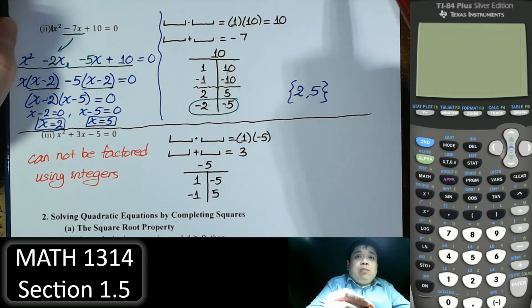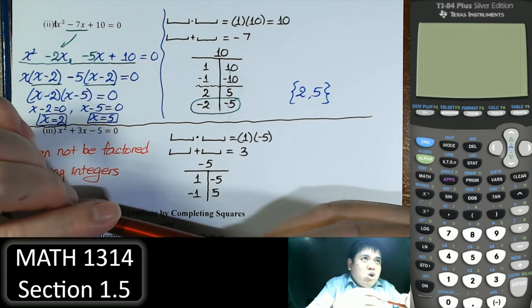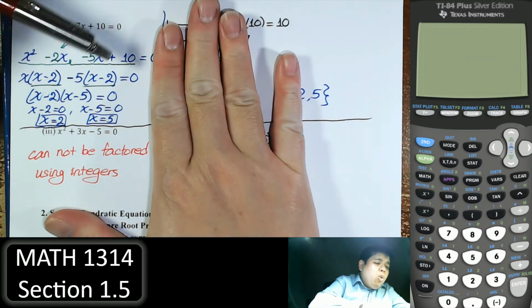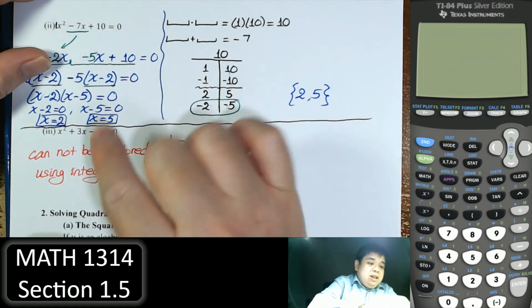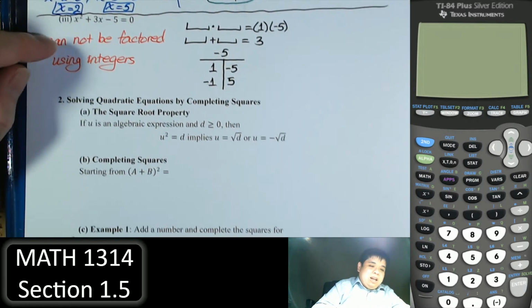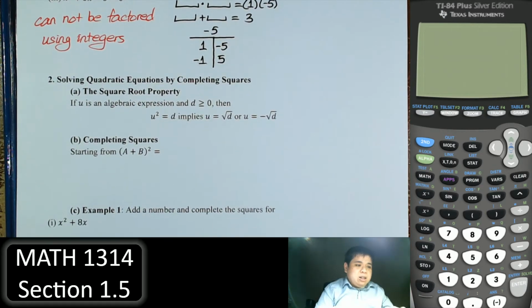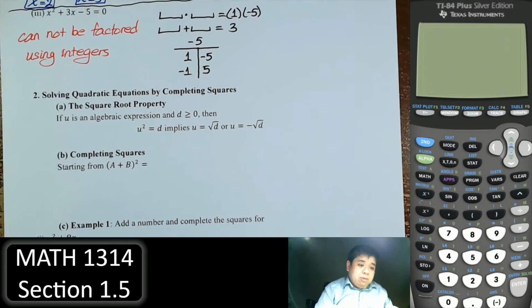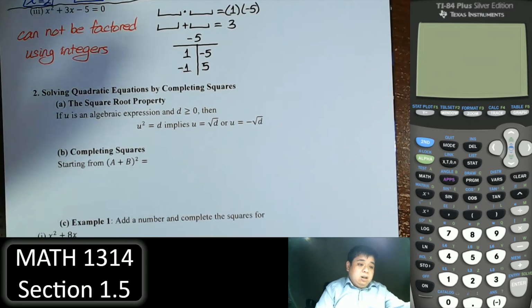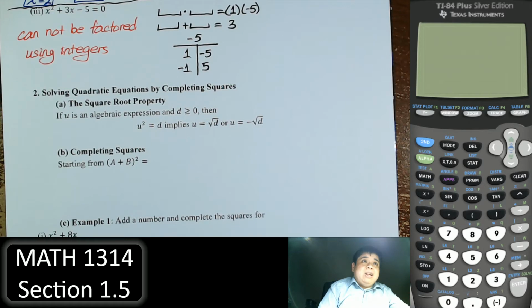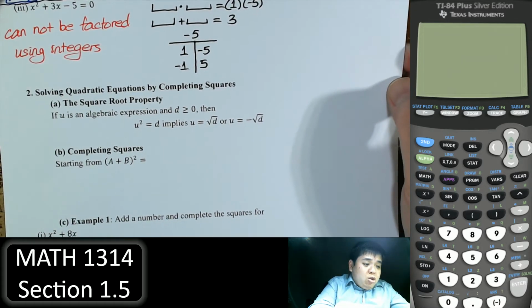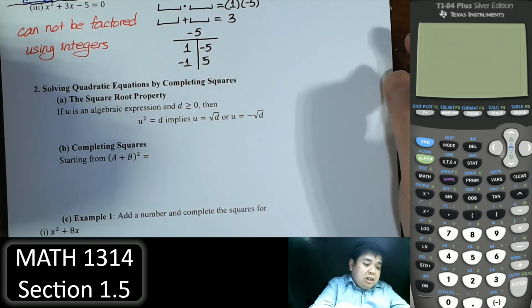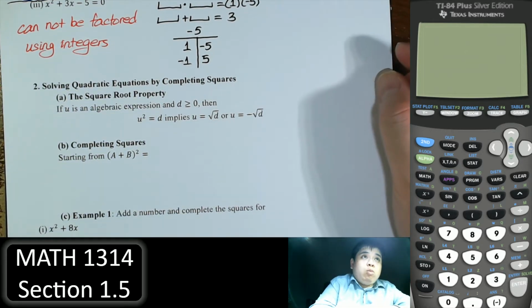So in that case we have to use a different method. Rational numbers, when it works out, it's easy and looks elegant too, but it doesn't always work. We end up with something like this. So there has to be a different way that works all the time, and one of them is using completing the square. Before we study that, we have the square root property.